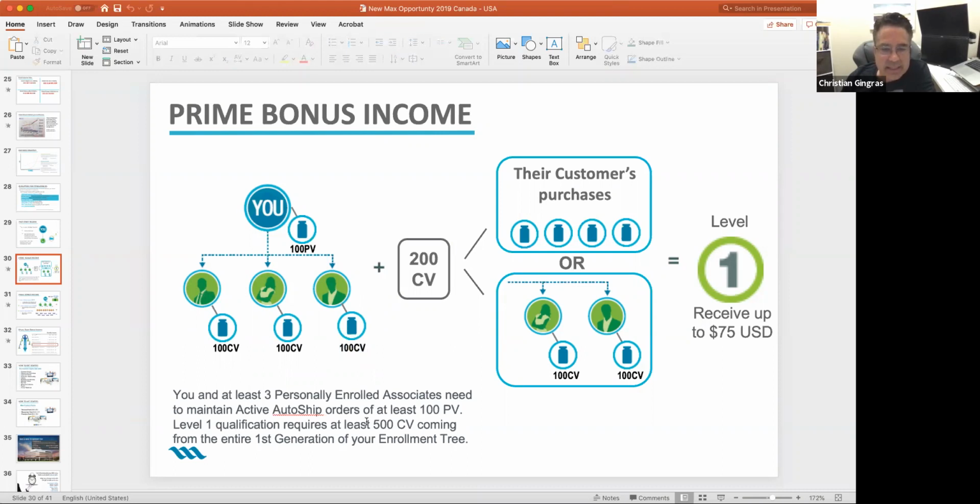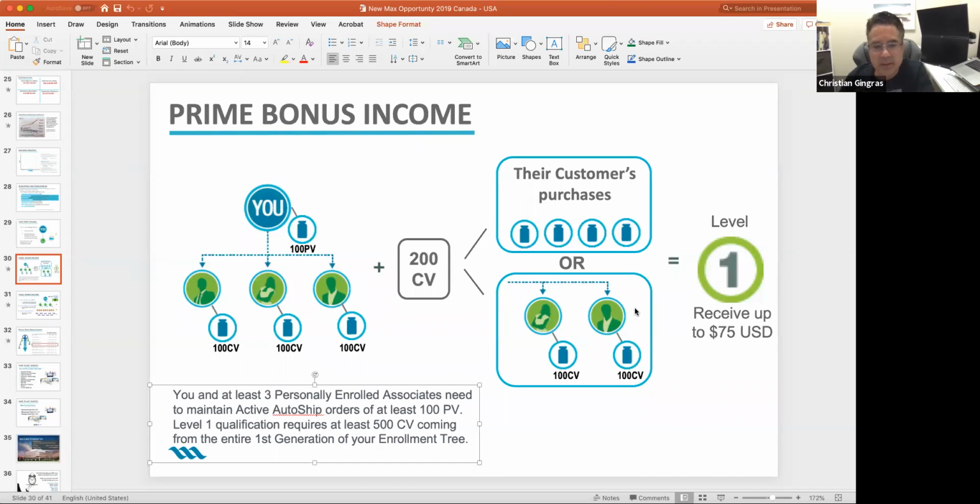Now, the company states that you need to have at least 500 CV coming from the entire first generation. What they mean is the people that you personally bring into the business. Now, you can bring 3 and you can help them gather their customers that will top up for the difference of the 200 CV missing to get 500. But between you and I, I really recommend for you to go get 5 people.